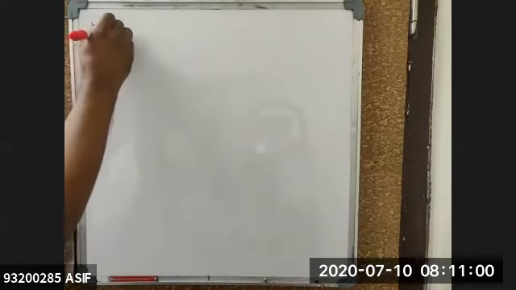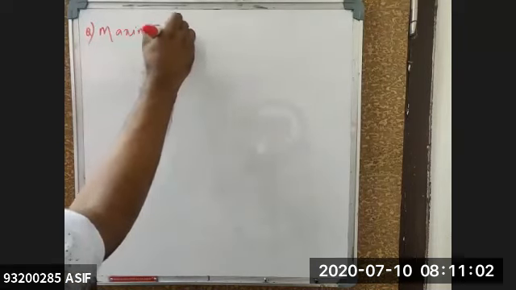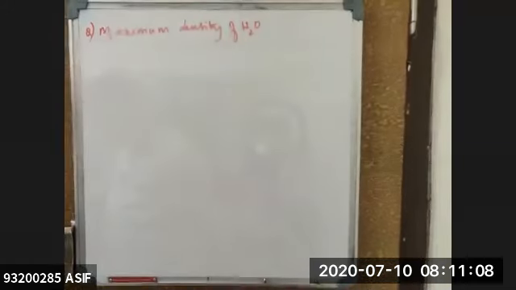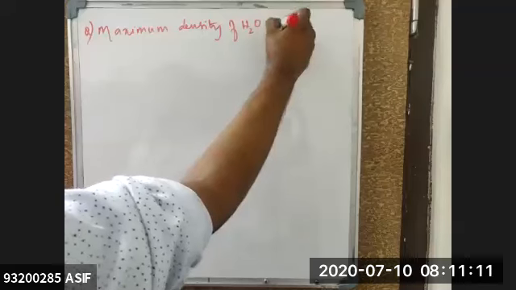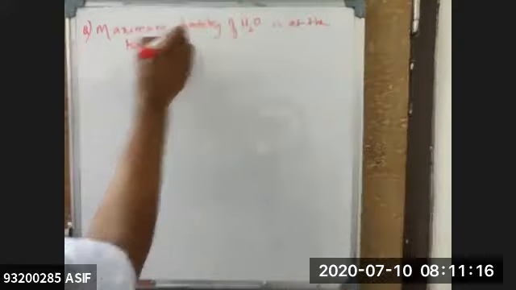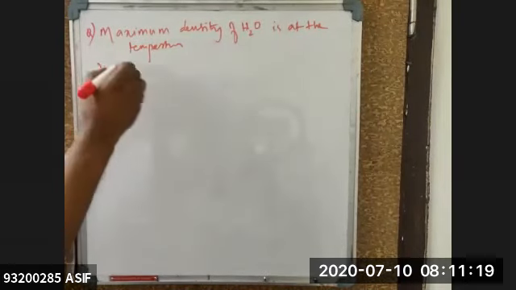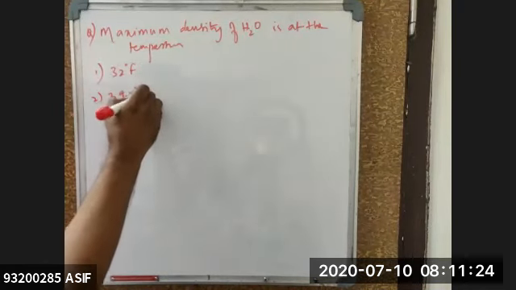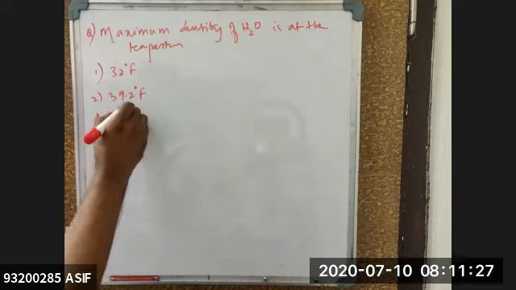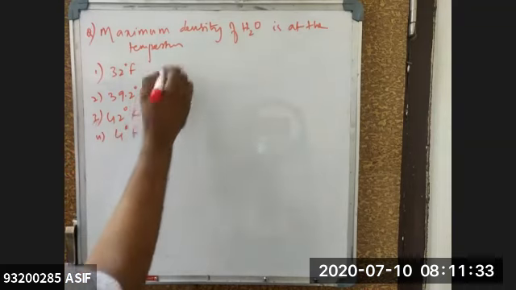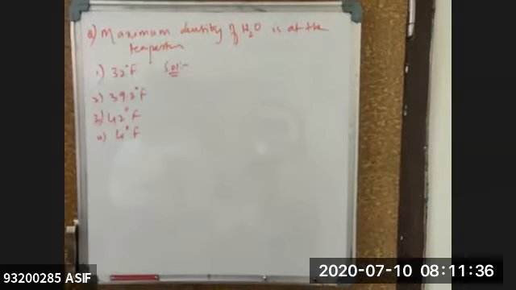Maximum density of water. Maximum density of water is at the temperature. First option is 32 degree Fahrenheit. Second option is 39.2 degree Fahrenheit. Third option is 42 degree Fahrenheit. Fourth option is 4 degree Fahrenheit. Can anyone tell me? Maximum density of water is at what temperature?